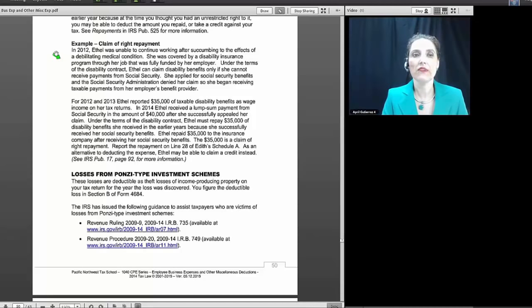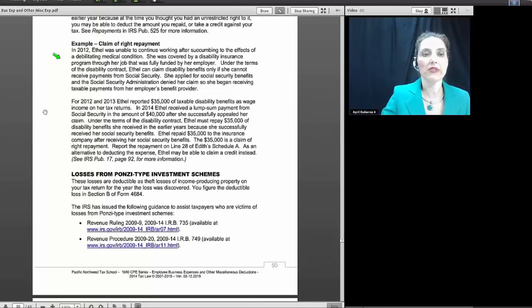In 2012, Ethel was unable to continue working after succumbing to the effects of a debilitating medical condition. She was covered by a disability insurance program through her job that was fully funded by her employer. Under the terms of the disability contract, Ethel can claim disability benefits only if she cannot receive benefits from Social Security. She applied for Social Security benefits, and the Social Security Administration denied her claim, which is totally normal. So she began receiving taxable payments from her employer's benefit provider.